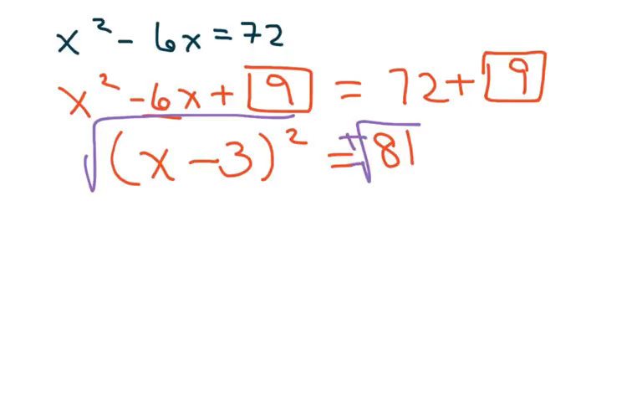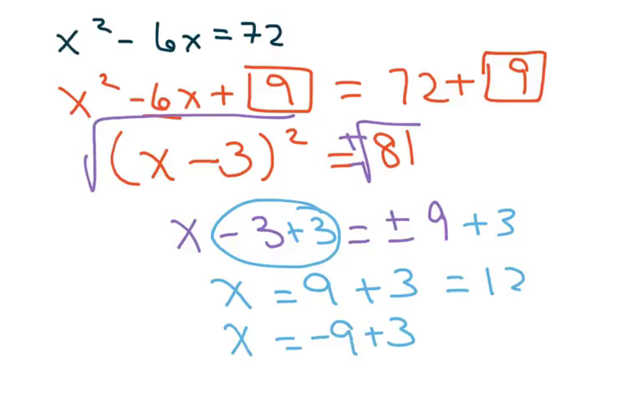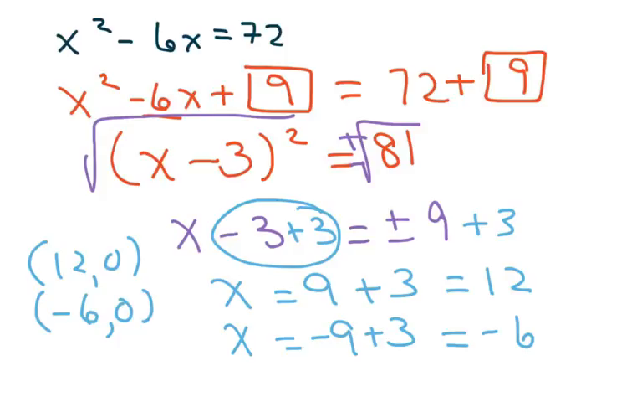Don't forget your plus and minus. So we get x minus 3 equals plus or minus 9. We're going to add 3 to both sides. This zeroes that out, so we get x equals 9 plus 3, and x equals negative 9 plus 3. So this equals 12, and this equals negative 6. So our solutions are (12, 0) and (negative 6, 0). And we just solved. It goes faster and faster.